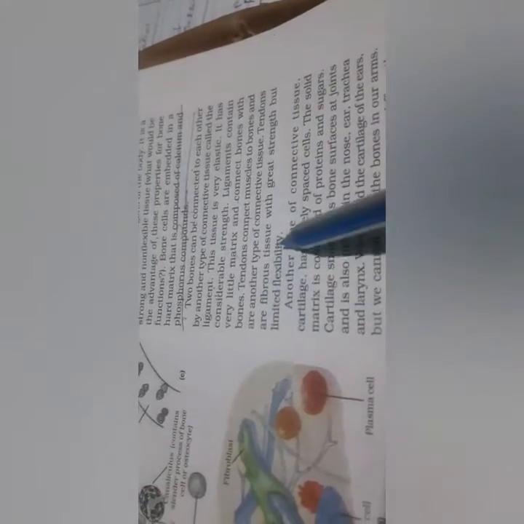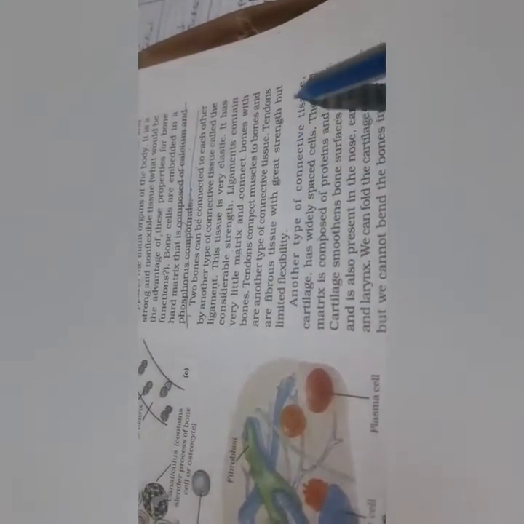This tissue is very elastic. It has considerable strength. Ligaments contain very little matrix and connect one bone with another. Tendons connect muscles to the bones and are another type of connective tissue. Tendons are fibrous tissue with great strength but limited flexibility.